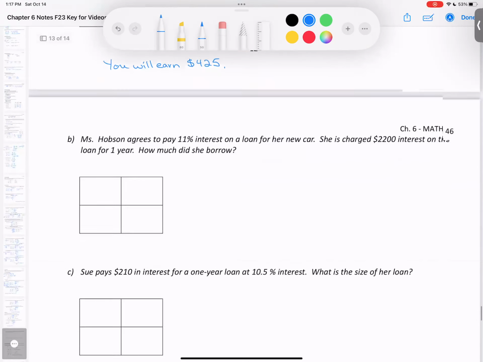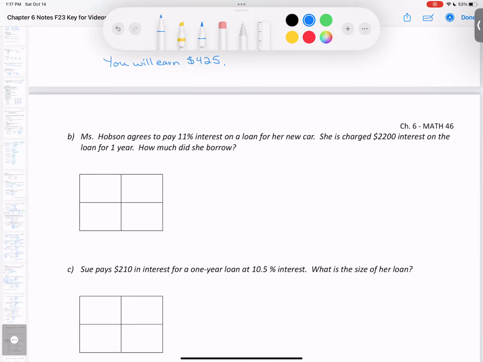Okay, let's take a look at the next one. Miss Hobson agrees to pay 11% interest on a loan for her new car. So she's charged $2,200 interest on the loan over the 1 year. We want to know how much she originally borrowed. So we're looking at 11%, so 11 out of 100. Where's that 2,200 going to go? Well, that's the amount of interest. That's the percentage she's paying on her base amount of our loan. So the base is what we're looking for here. 2,200 is the amount of interest. And so we can set up our equivalent fractions here.